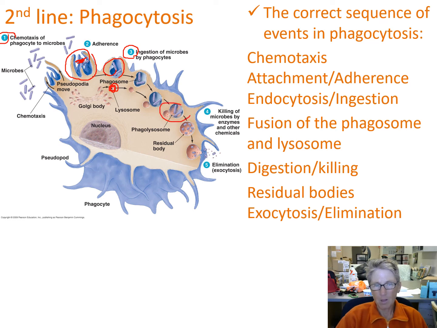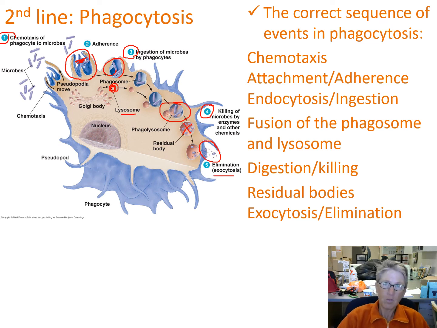It becomes a phagolysosome, and then the lysosome has lysozyme enzymes in it that will tear up the bacteria inside the phagolysosome. That involves killing of the microbes with the enzymes and other chemicals that were in the lysosome. And then the pieces of the microbe that won't hurt you are eliminated by exocytosis.